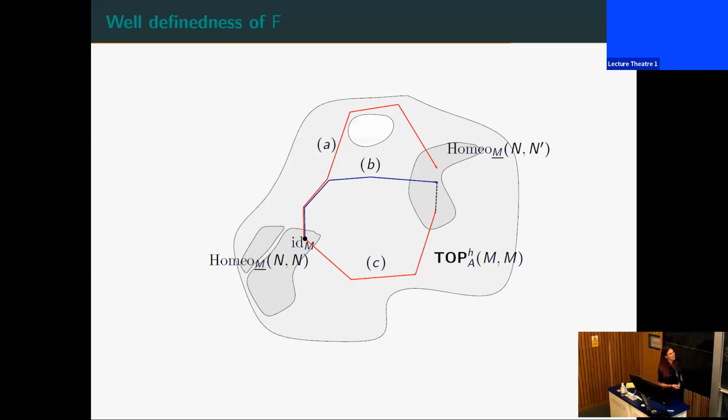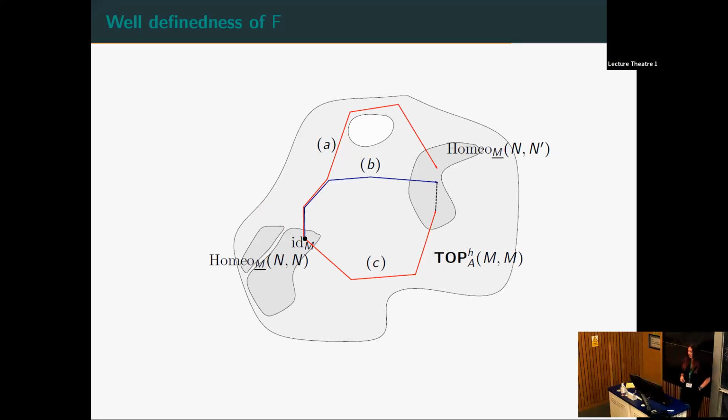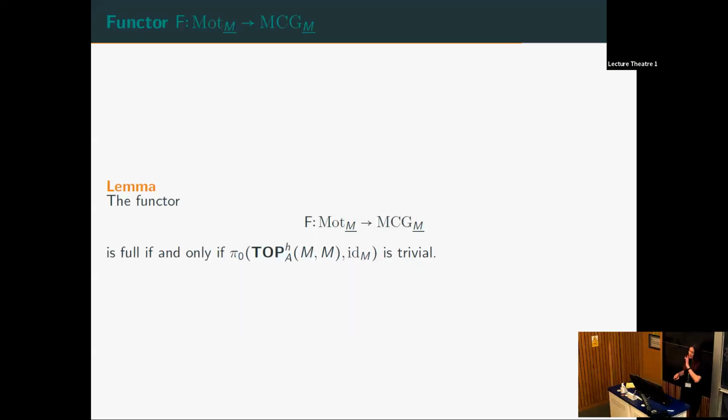And so to see that this is well defined, we can see this very straightforwardly by just looking at these pictures. So what did it mean for B and C to be equivalent in the motion groupoid? Well, it meant we could map this square in such that the right-hand side of the square was precisely an isotopy in the mapping class groupoid. So that's all we need to check that this is well defined. Okay, and we can straight away prove that if the pi 0 of the space of homeomorphisms from M to M is trivial, this functor is full.